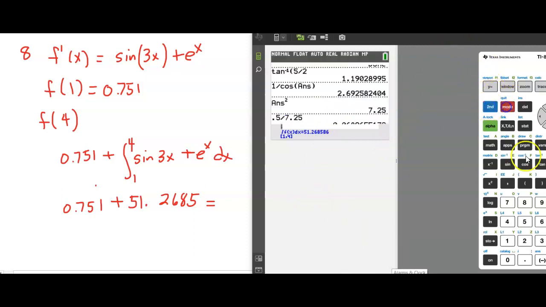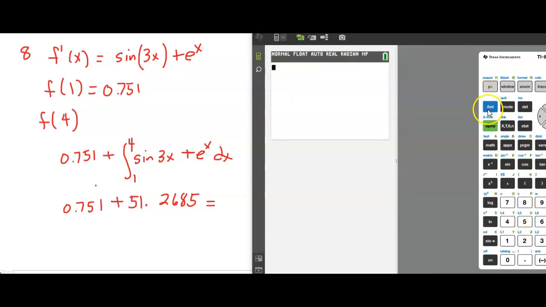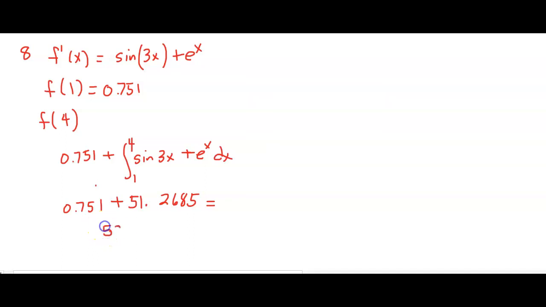If I go second quit and clear, second answer plus 0.751, I get 52.0195. You can round that how you want, 52.0195, or if you round it up, it'd be 52.020. So 52.020 would be fine.